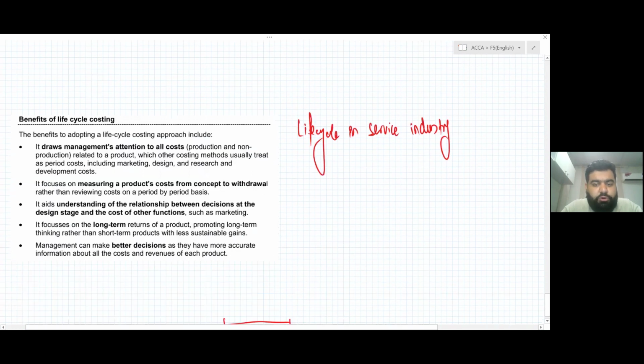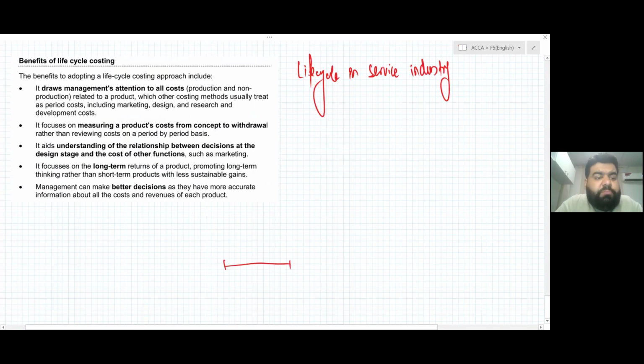Okay, let's go to the next part, that is the theoretical part, benefits of life cycle costing. So I'm going to read these and we'll discuss it. There are many benefits of life cycle costing. First of all, it draws the management attention to all costs. Basically, life cycle costing says to focus on all the costs. Never ignore. I've told you, pre-production and post-production, take all the costs. So it draws the management attention to all costs, even production, non-production, pre-production, and post-production. We do not categorize costs and ignore some. No, we'll take all the costs.